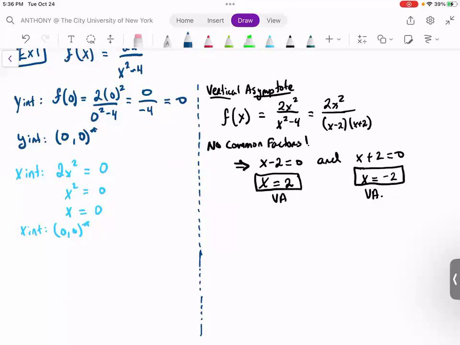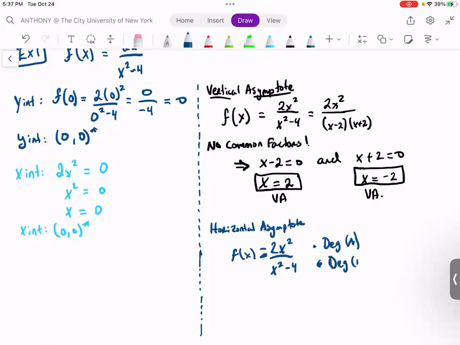So for the horizontal asymptote, just remember you have to compare the degrees of the numerator and the denominator. So the function f of x, again, was defined. Here you don't need to use the factor form. You could go back to the original form. Is defined as 2x squared over x squared minus 4. What is the degree of our numerator and what is the degree of our denominator?